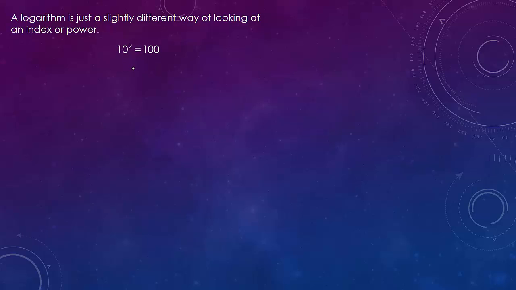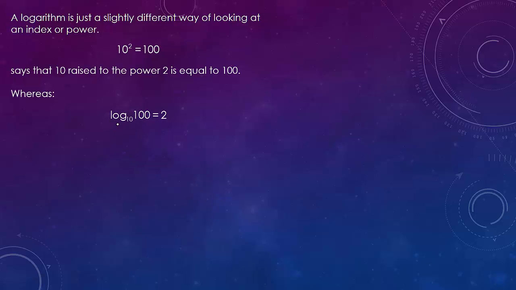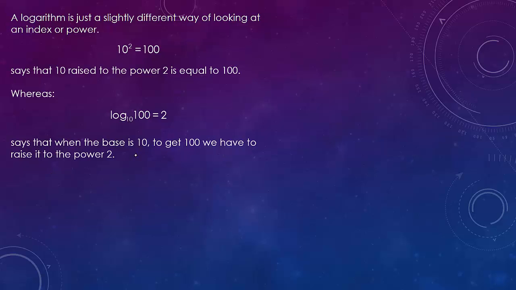We know, for example, that 10 squared, 10 times 10, is 100. It says that 10 raised to the power 2 is equal to 100. Whereas, if we write log to the base 10 of 100 is 2, that says that when the base is 10, to get 100, we have to raise it to the power 2.